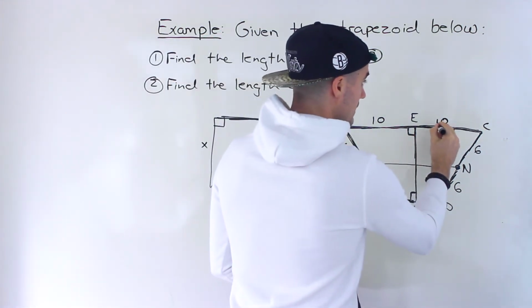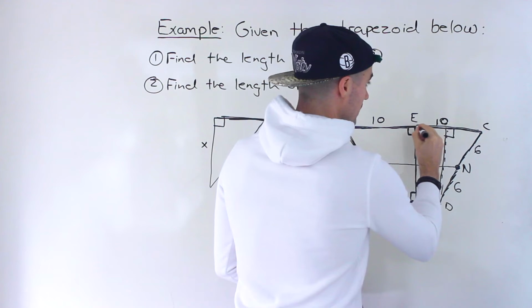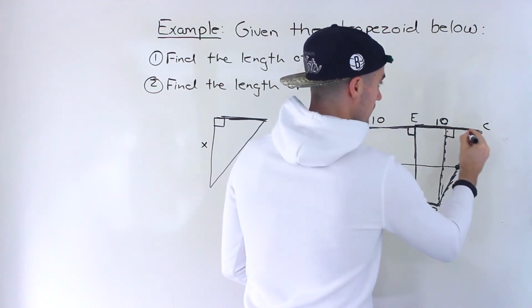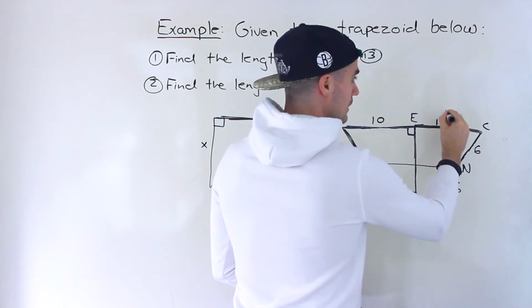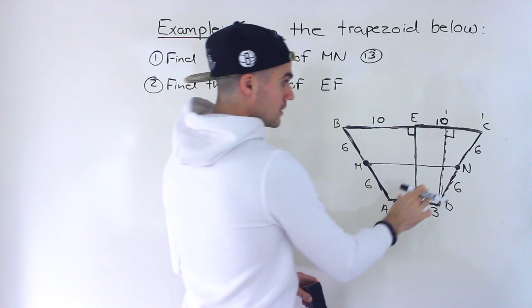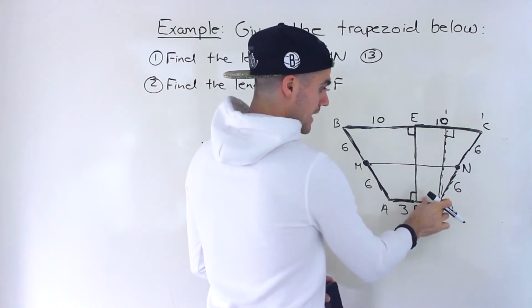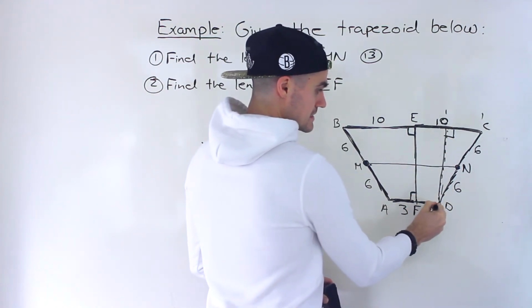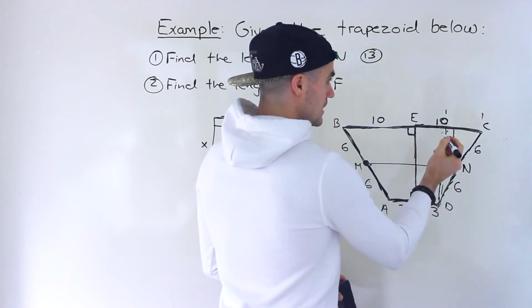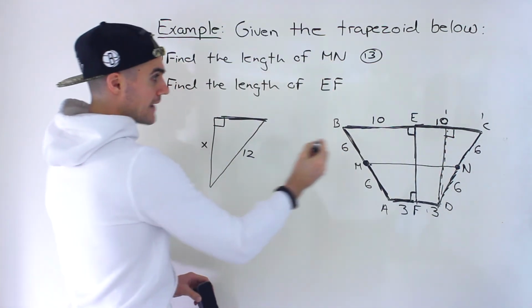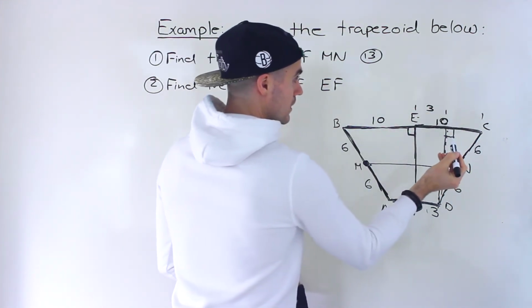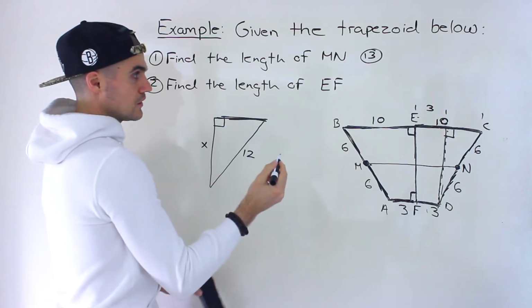So we know that from E to C, this is 10, but we don't need that whole thing. We need from here to there. How can we get that? Well, notice that if we come down here, this to this is 3. We're told that this is 3, which means that this to this is 3 as well. Okay, so there's kind of a lot going on here.